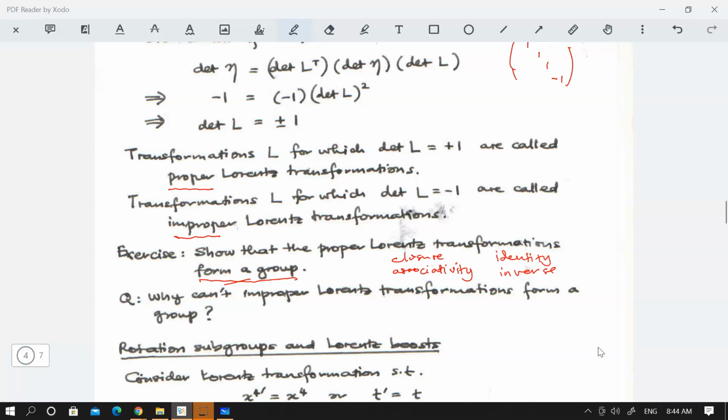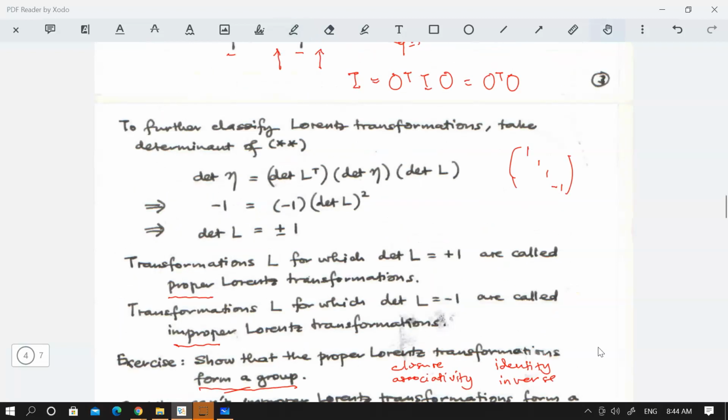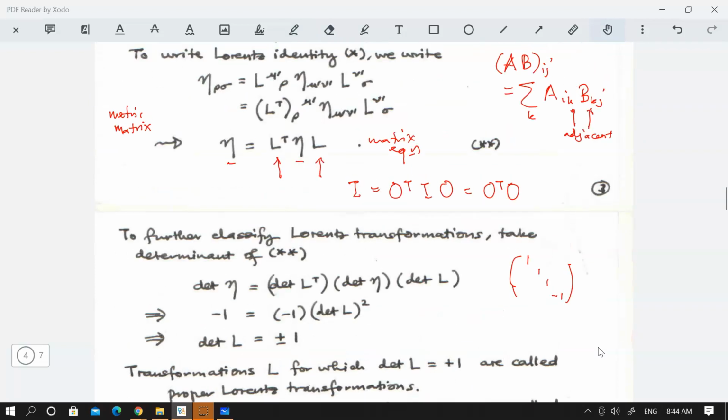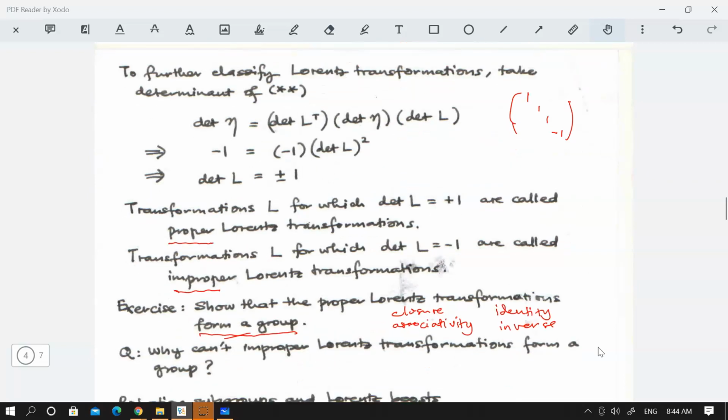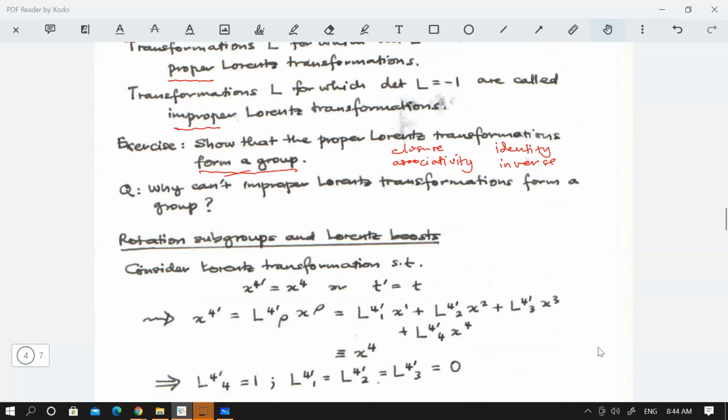So how do you check this proper Lorentz transformation is a group? You would need to obey the Lorentz identity. And then the other thing, of course, is that the determinant of L has to be equal to 1. So you check that. You can try to do that for yourself, and then it's almost trivial now to see that the improper Lorentz transformation doesn't form a group, as I mentioned earlier. It's just like your reflection.